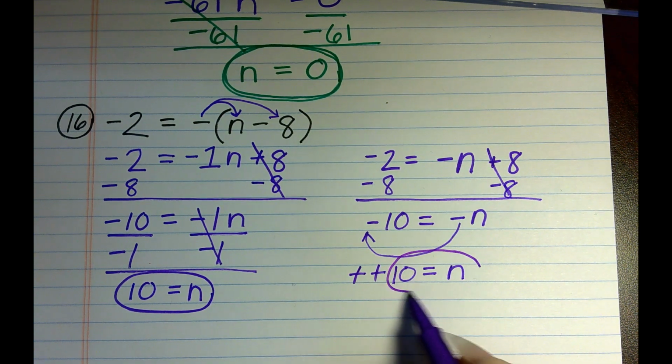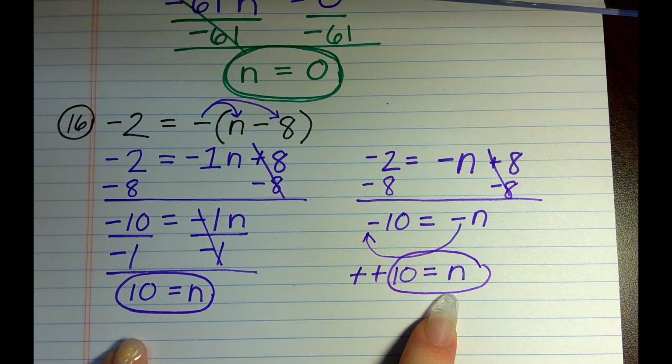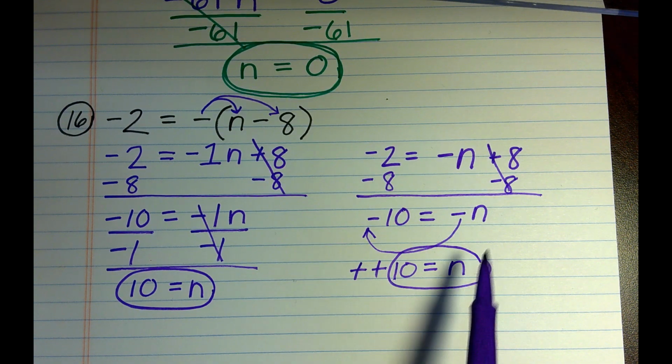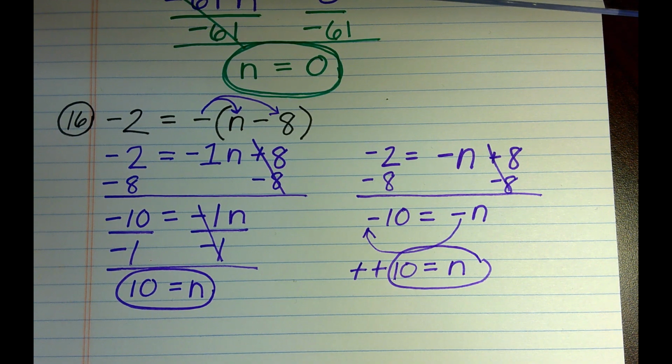So that is two different ways to think of this problem. All you're doing is dividing by negative 1. It's changing the sign. Okay. And what was your question, Melina? I don't understand how negative times 8 is a positive.